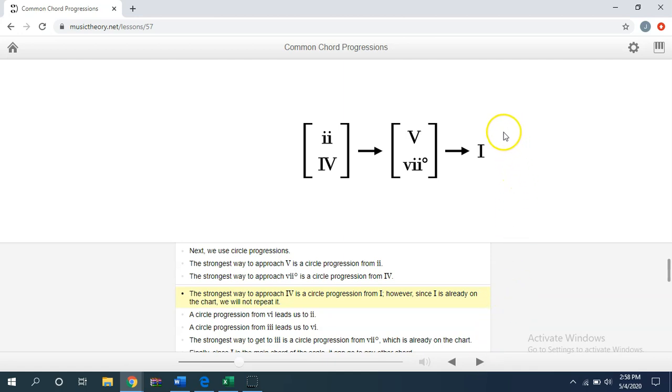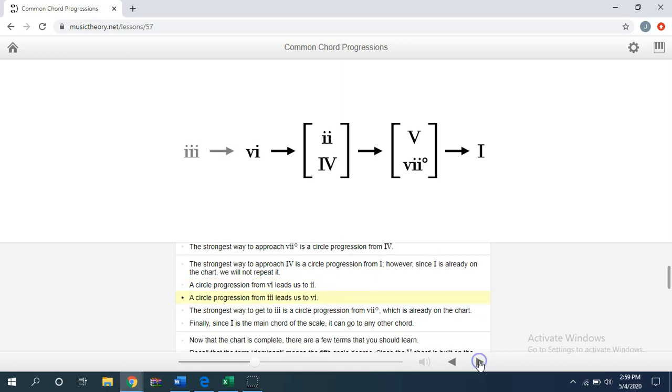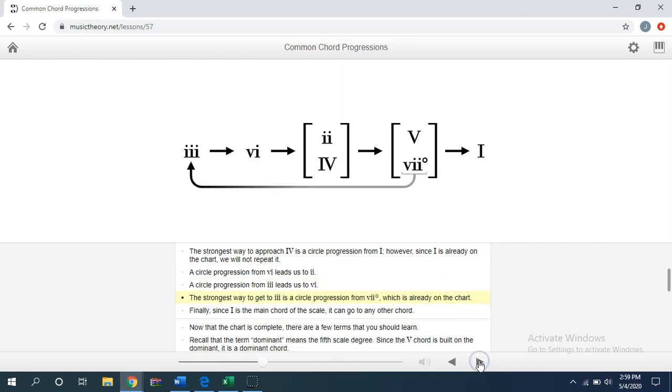However, since we've already used 1 in this progression by ending on it, and I'll give you a hint, we're going to start on a 1 as well, we don't want to repeat it, so instead we're going to figure out what will take us to 2, the strongest, which is a minor 6. Minor 6 leads to 2. Keep going backwards. A minor 3 leads us to a minor 6. And then the strongest way to get to a minor 3 is from a diminished 7, but that's already on the chart. So we're going to start somewhere else.